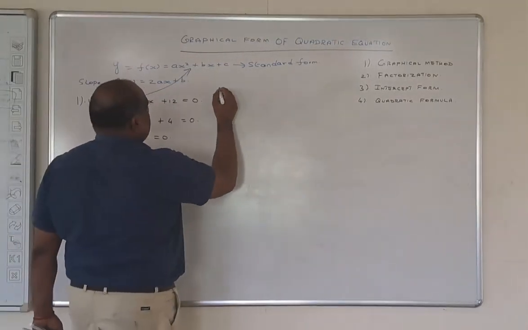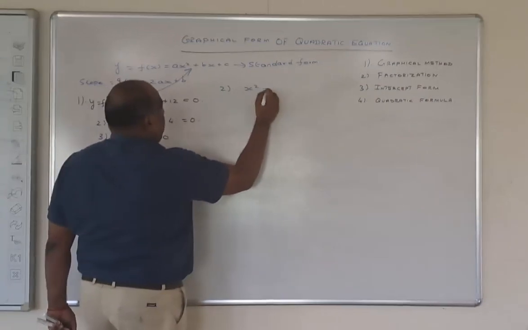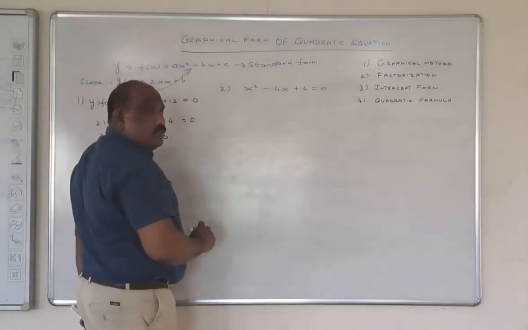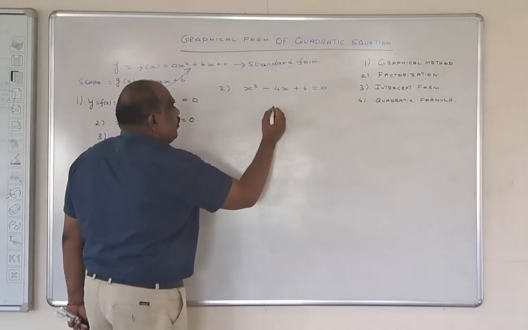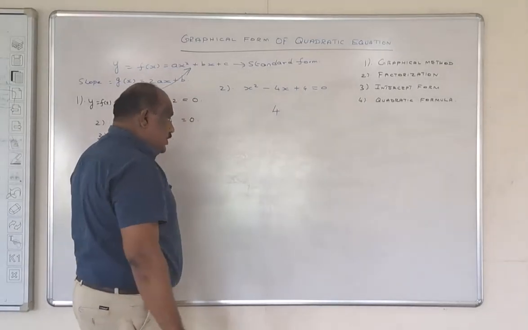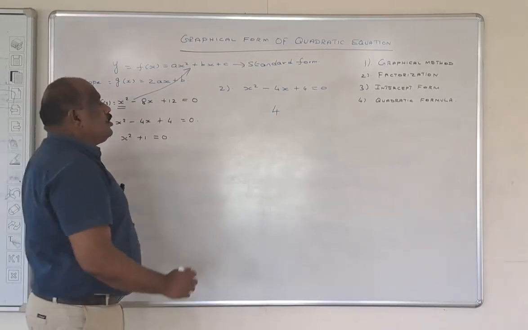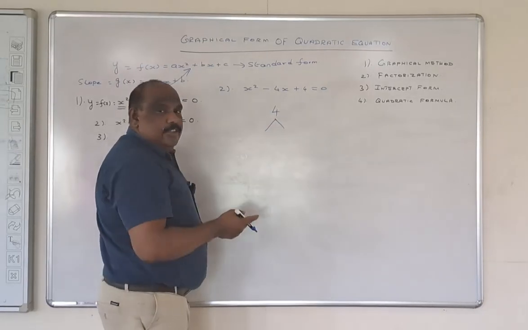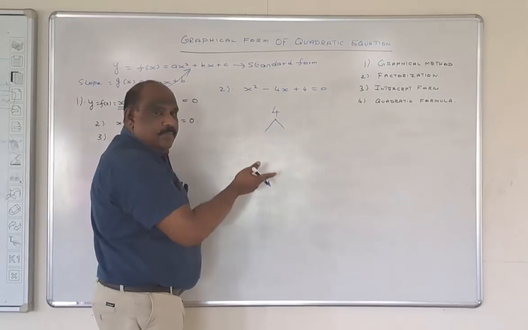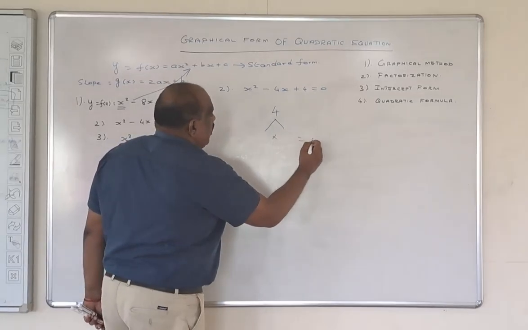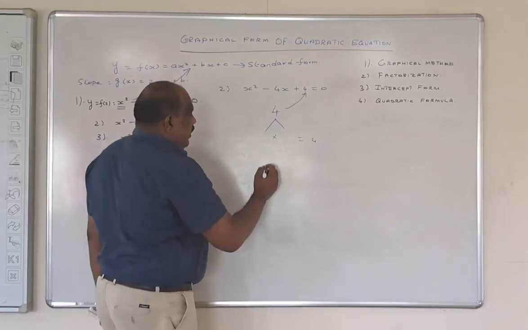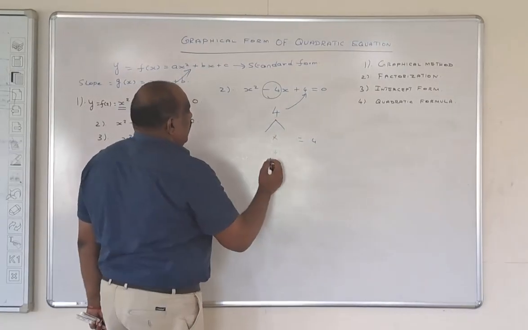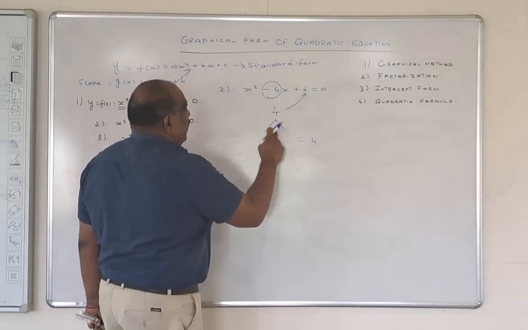The next equation is x squared minus 4x plus 4 equal to 0. Here also the coefficient of x squared is 1, so there's no need to worry. We will go by the factorization method. The constant value is 4. When I multiply, it should become 4. When I add, it should be minus 4. When I multiply, it should give this constant. When I add, it should equal this b.